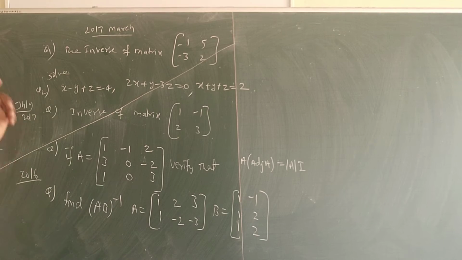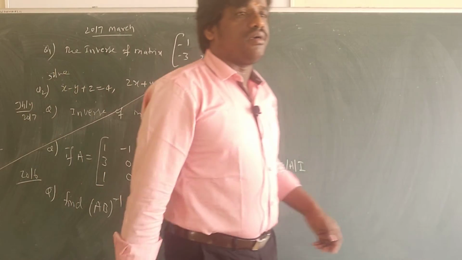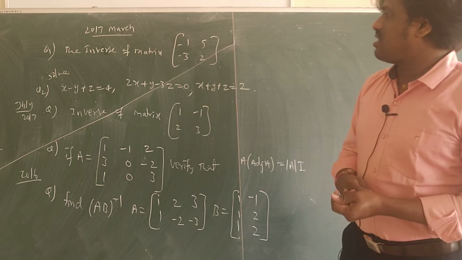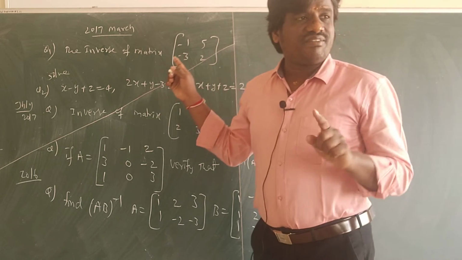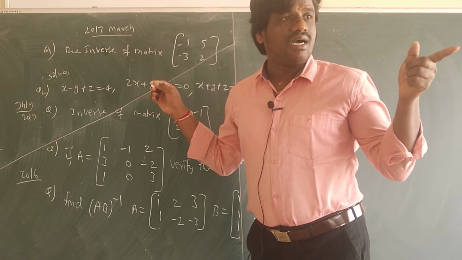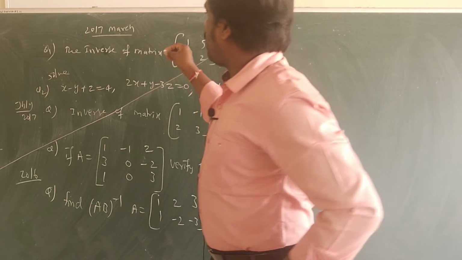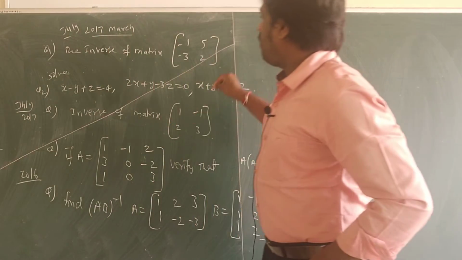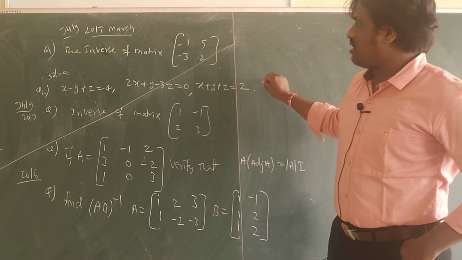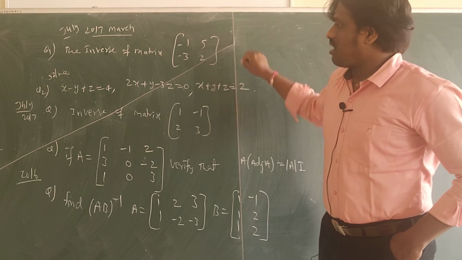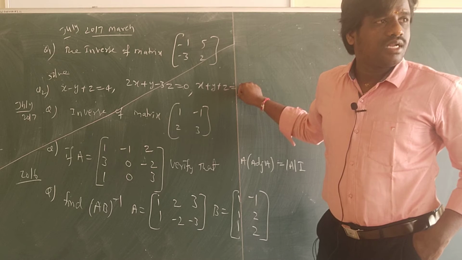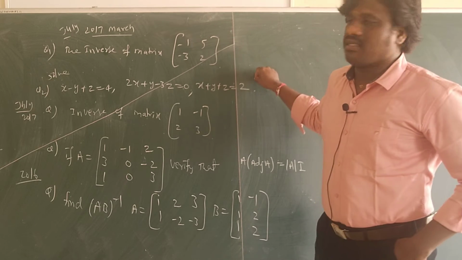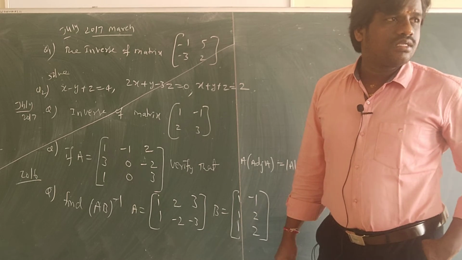After discussion of 18, 2017, these questions were asked. 2017 only; previously we discussed March, this is July. So what are the July month questions? See here, July month questions, simple questions. Find the inverse of the matrix and solve this equation. This we have already done. Right? We have done it. We completed this.